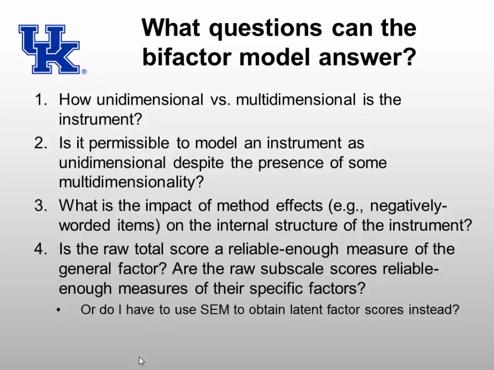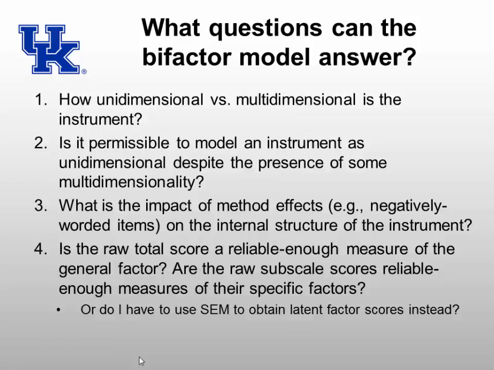Some of the things, because I want you to think about the research that you're doing and the instruments that you use, and think about it in the context of these questions, because they're important questions. One is, for this given instrument, how unidimensional versus multidimensional is it? And that's a continuum. Usually if we just test a unidimensional model or a correlated factors model, we can look at the extremes, but a bifactor model lets you look at where it falls in between. Let's look at it as a continuum.